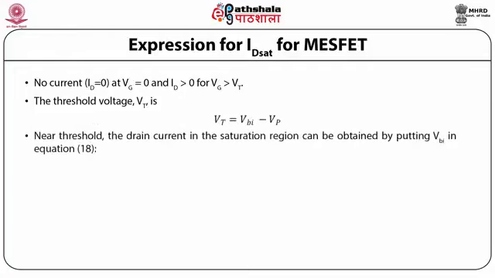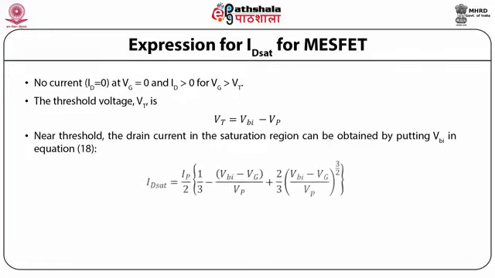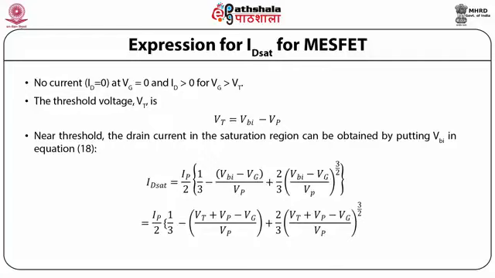So near threshold, the drain current in the saturation region can be obtained by putting VD as VDsat, and ID saturation becomes IP by 2 multiplied by (1 by 3 minus (VBI minus VG by VP) plus 2 by 3 multiplied by (VBI minus VG by VP) to the power 3 by 2). So we get this expression by putting VPI as VT plus VP.